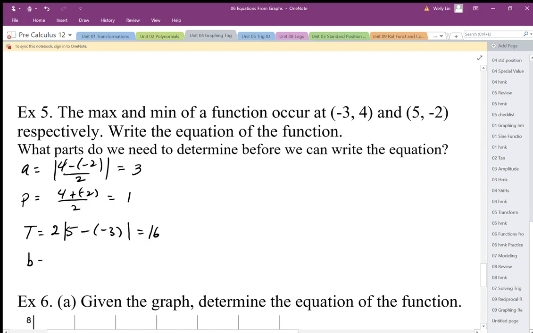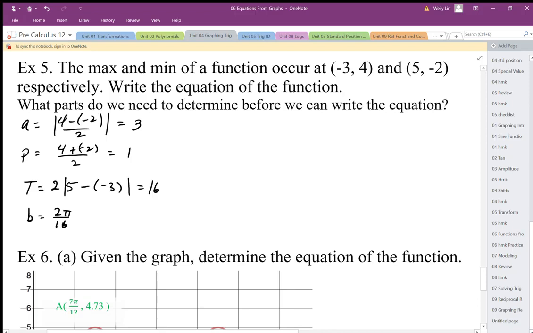My b now, when I calculate b, notice that the pi's don't cancel out this time. Now I can simplify this to pi over 8, and there's nothing wrong with that, but I'm going to leave it like that because the nice thing about this form, we'll see later on, is that this form actually shows me that the actual period shows up in the equation. So this is nice. So when we look at the equation in this form, the 2 pi divided by form, we actually can see the period.